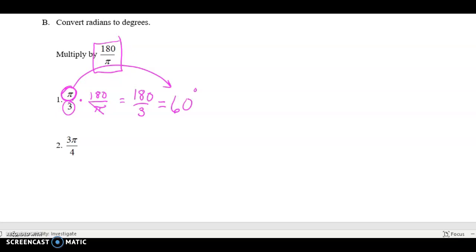If you get some numbers that don't work very nicely, then you can always use 180 over pi. My pi's cancel. 4 goes into 4 once. 4 goes into 180 45 times. 3 times 45 is 135 degrees. So 3 pi over 4 is the same as 135 degrees. All right, let's move on.